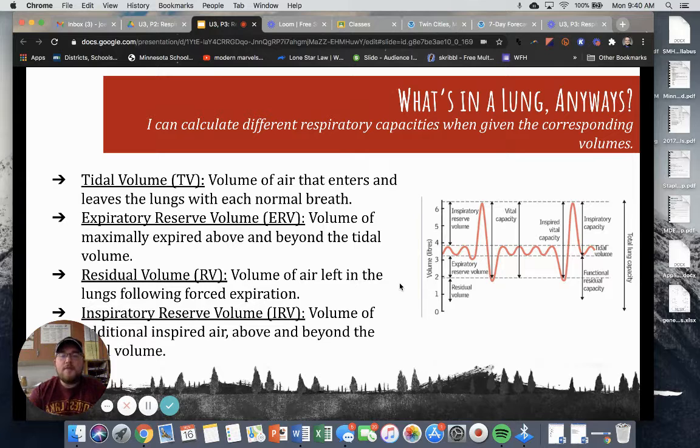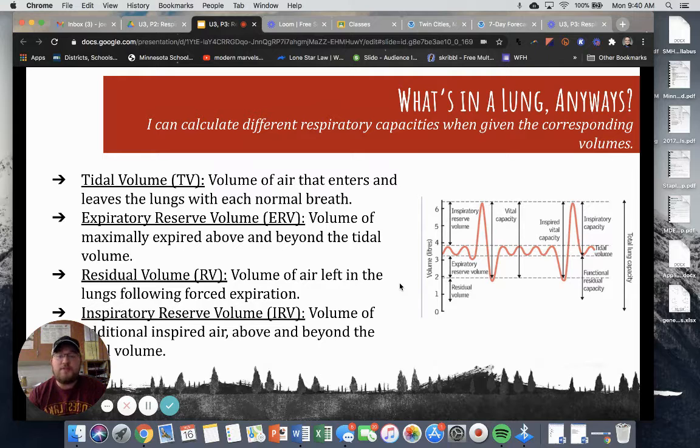Tidal volume, the volume of air that enters and leaves the lungs with each normal breath. So tidal, kind of like a little wave, okay? It's kind of awkward that I'm breathing right now for you watching my breathing, but if we were in class, we'd be doing this as well.